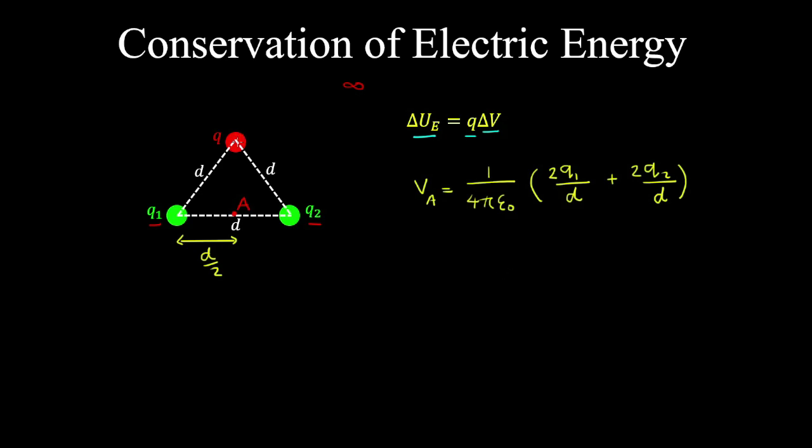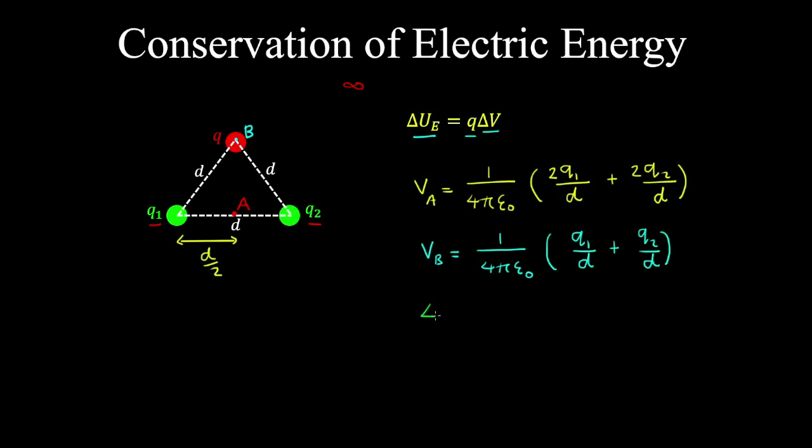And now suppose this test charge moves to this point B in the electric field. So the electric potential at that point is going to be 1 over 4 pi times the permittivity of free space multiplied by Q1 on the distance to that point, plus Q2 on D.